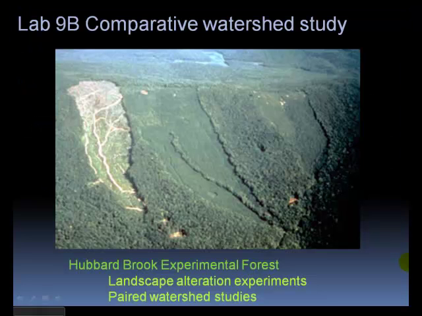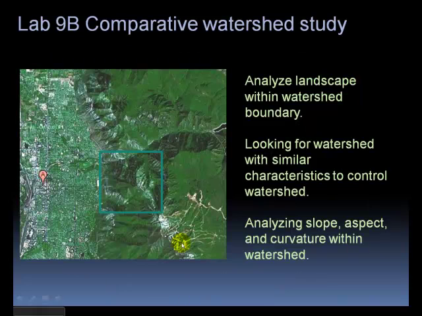Okay, so the premise for the first task is a comparative watershed study. I'm not sure if you're familiar with Hubbard Brook Experimental Forest, but this is a place where they have done very extensive paired watershed studies. They use a control watershed and then perform treatments on very similar watersheds and alter the landscape to determine how these treatments affect the way the watershed reacts. You're going to be doing the same kind of thing.